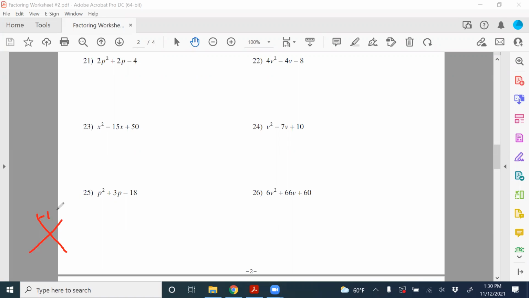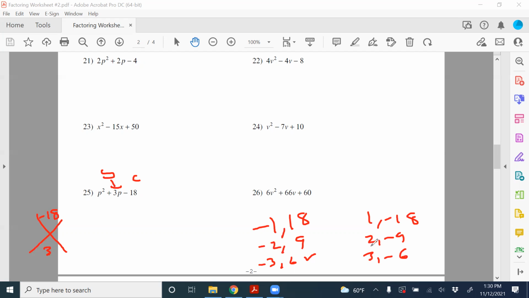So -18 is my c value. That's c. B, of course, is 3. So let's think of the options here. -1 and 18. Remember, you've got to multiply to -18, so one number has to be negative, one number has to be positive. -1 and 18 is no good. -2 and 9, no good. -3 and 6, bingo. Now, if none of those would work, then just switch. Put the negative number next to the larger one, and that could work as well. But of course, -3 and 6 is what we want because it adds up to 3. So p minus 3, p plus 6. Boom, there you go.